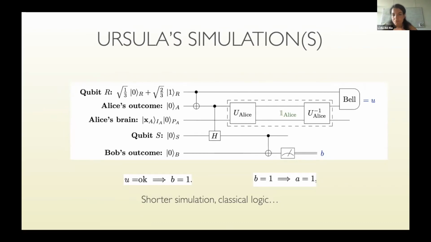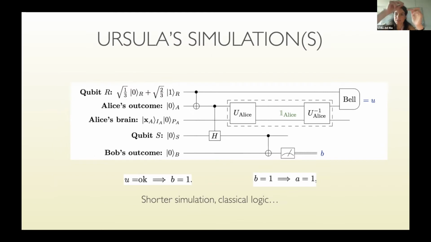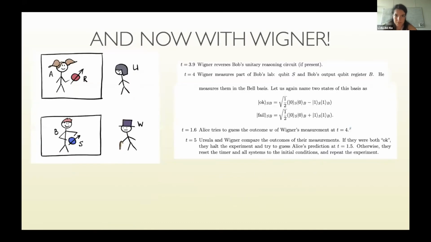You need way fewer qubits than in this case. In this case, Ursula makes a statement about Bob's prediction. In this case, she makes an indirect statement about directly about Alice's outcome. But the conclusion is going to be the same. Like if Ursula says okay, she concludes that Bob had predicted that Alice had obtained 1. Good. And now the way this whole experiment goes on is to add one more agent, Wigner.